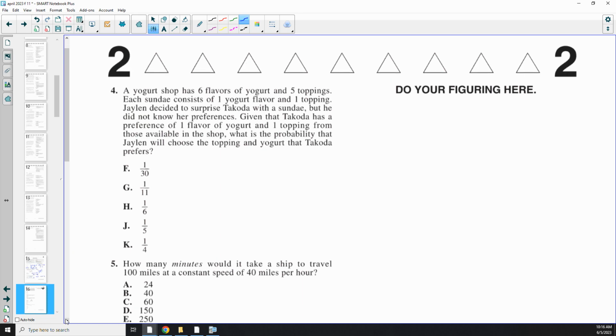A yogurt shop has 6 flavors and 5 toppings. We're going to multiply those, and that makes 30 types of yogurts with the flavor and topping. I want to buy one of them, so what's the chance that it's my favorite? 1 out of 30, choice F.